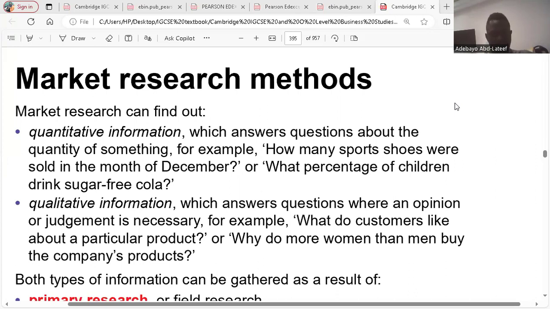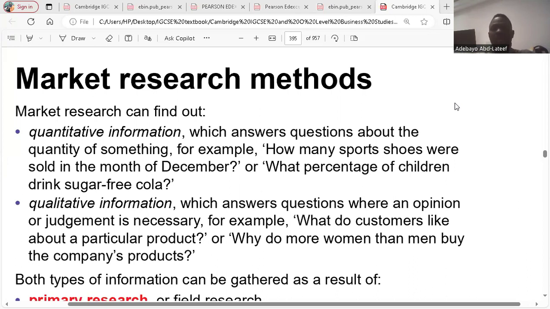Market research methods. Market research can find out, one, quantitative information, which answers questions about the quantity of something. For example, how many sports shoes were sold in the month of December, or what percentage of children drink sugar-free cola. That is quantitative, numbers.